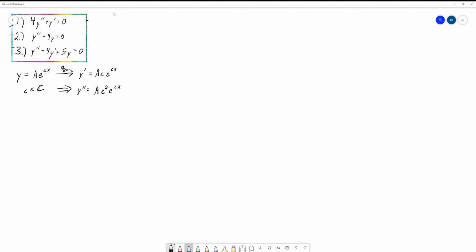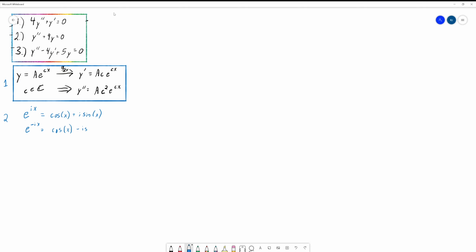So this is the first really important thing for solving these types of problems. And then the second is the relation e to the power of ix is cosine of x plus i sine of x. And similarly, e to the power of minus ix. So these are just things you have to memorize. Or you can prove them from Taylor series, but it's easier just to memorize it.